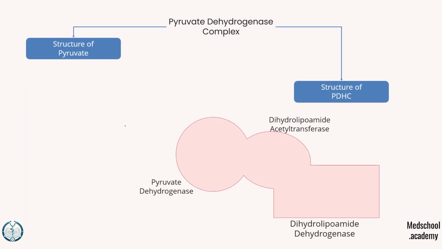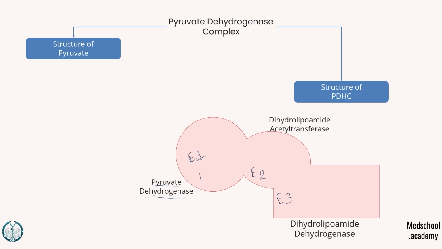Now, moving on to the structure of the complex. So this complex is made up of 3 different enzymes. This is the first one, second one, and third one. So the first enzyme is called pyruvate dehydrogenase, also known as E1. The second one is called dihydrolipoamide acetyltransferase, also known as E2. And lastly, we have dihydrolipoamide dehydrogenase, also known as E3.